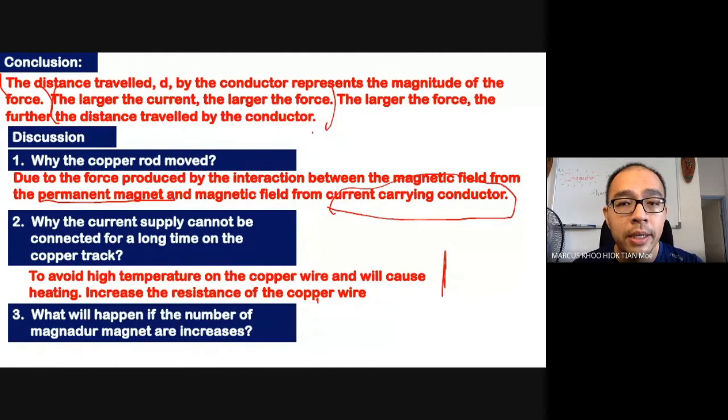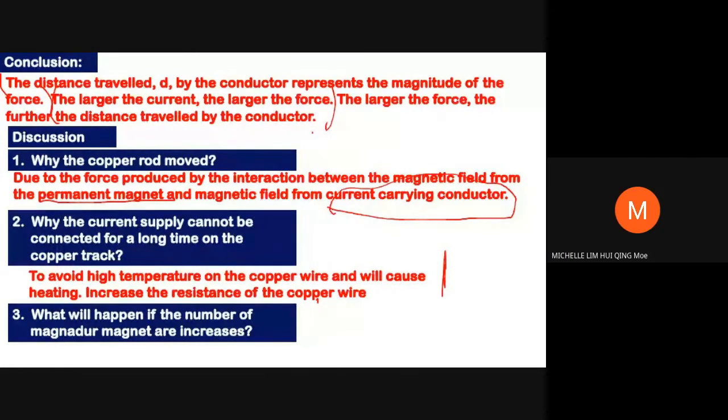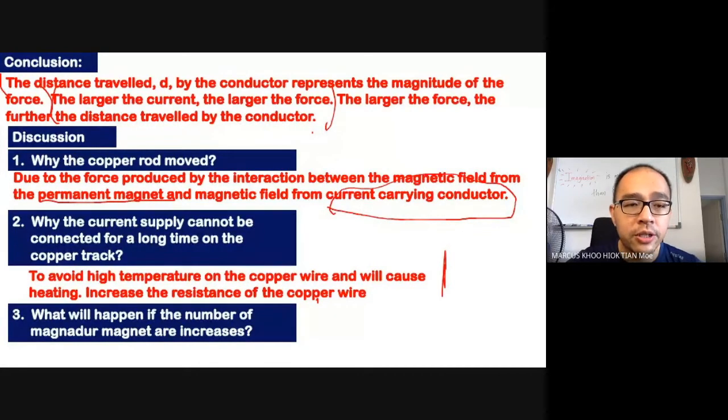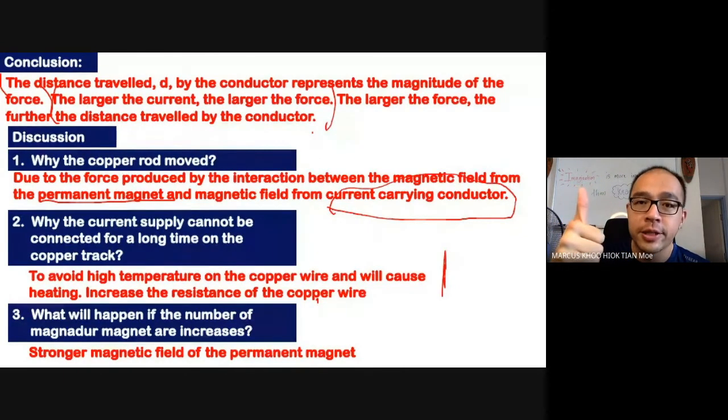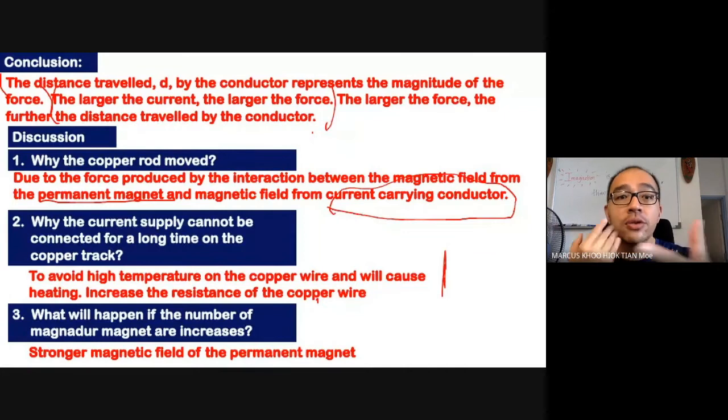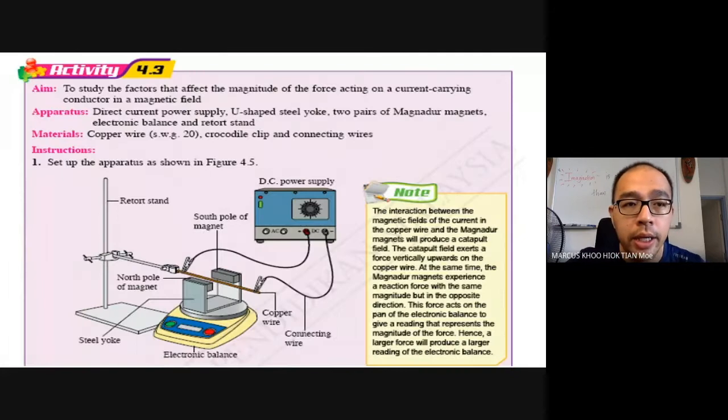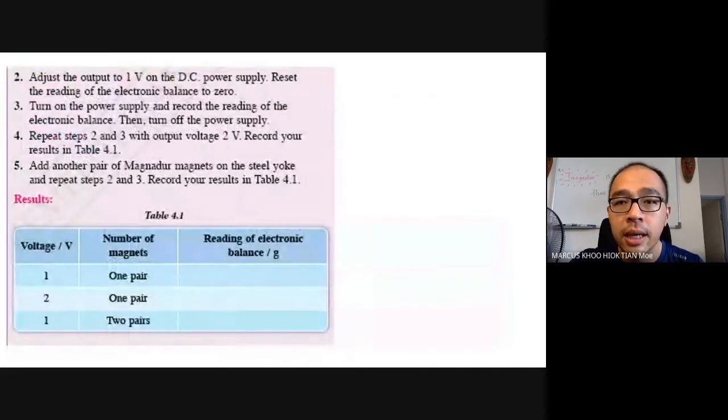All right, what will happen if the number of magnets increases? The strength of the magnetic field increases. We have a stronger magnetic field on the permanent magnet. Based on the few people that have answered, I think you kind of get the idea. There are only two factors that affect the force, and both factors are actually shown in your two fingers. D and I. So these are the factors. I'm going to skip this part.